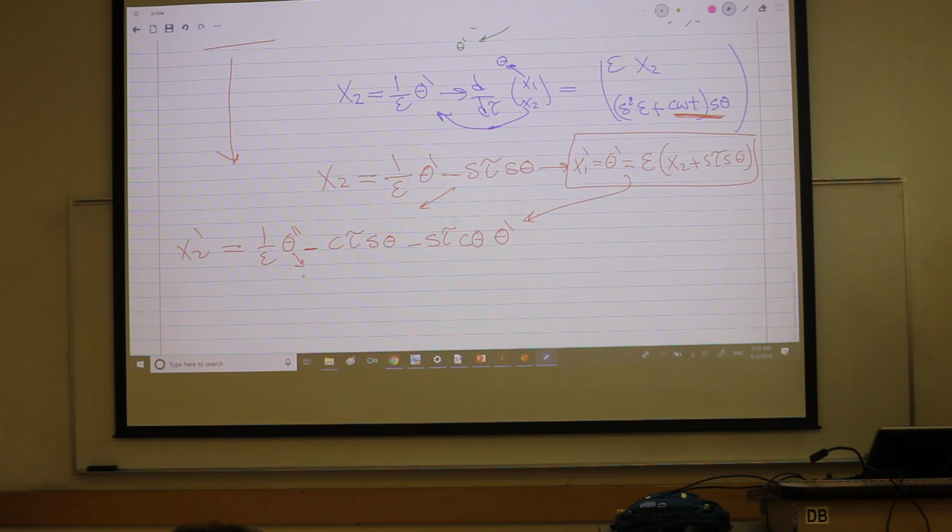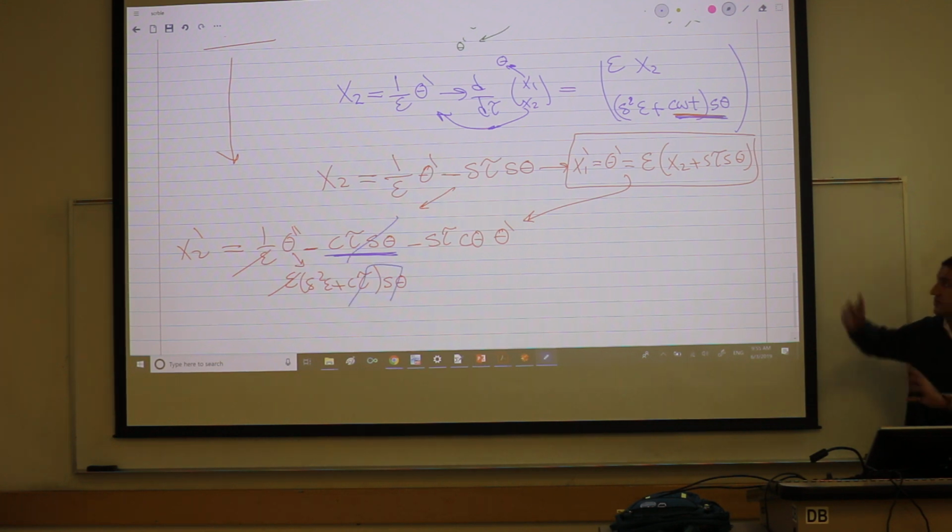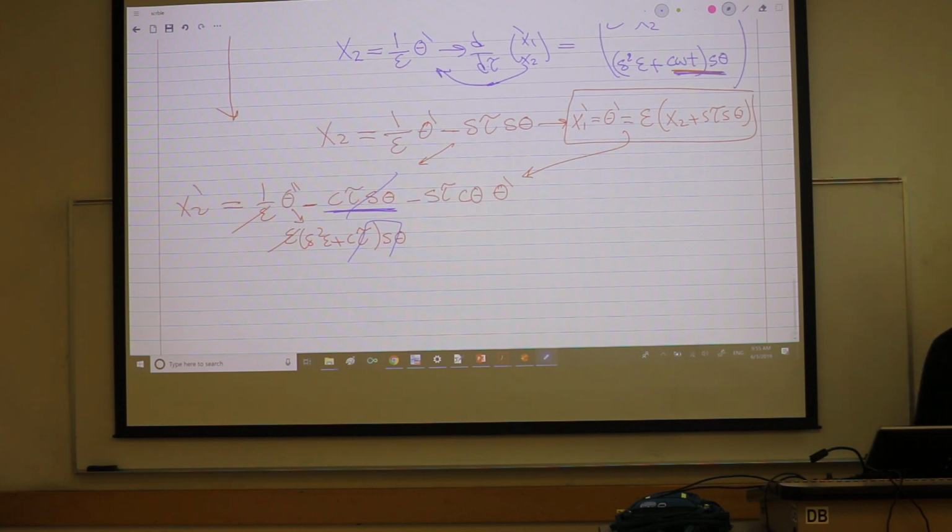So what is that? We have actually epsilon outside, delta squared epsilon, cosine omega t, which is tau, and sine theta. So the epsilon goes away, and this term that we didn't like, cosine tau sine theta, now it cancels out. So we made this transformation to do this thing. So we can just continue. X2 prime is delta squared epsilon sine theta.